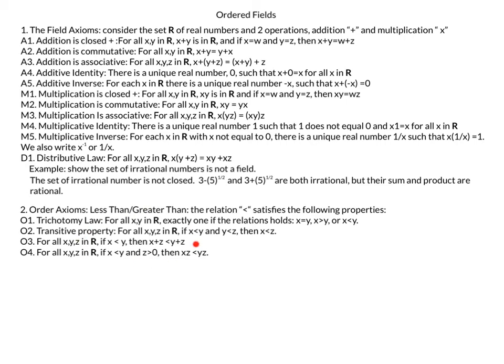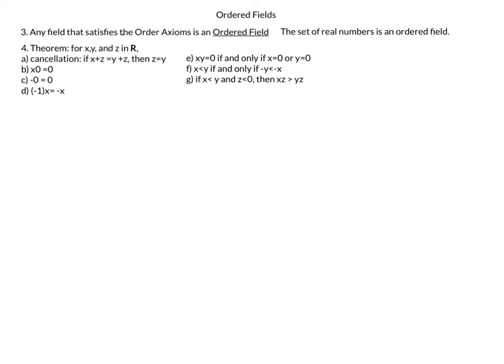These four properties are what allow you to order the set of real numbers. And any field that satisfies the order axioms is called an ordered field. That is, the set of real numbers is ordered because they follow the order axioms. Any field that satisfies the order axioms is an ordered field. So the set of real numbers is an ordered field.